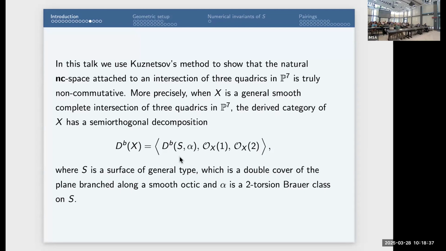Here S is a surface of general type, which is not a K3 surface, as I described before. It's branching on a smooth quartic curve, and alpha is a two-torsion Brauer class on S. So studying the derived category of S with alpha tells us about the derived category of X.